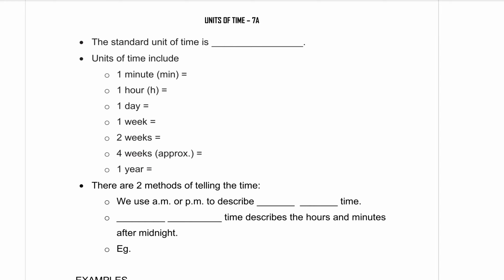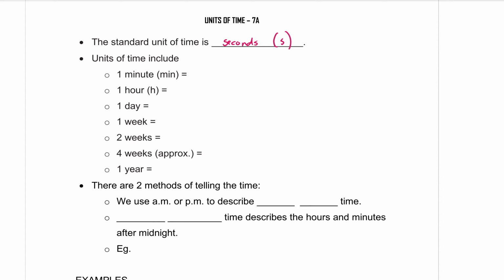Today we start our new unit, which is on time. So first of all, we need to look at some of the units of time. The standard unit of time is seconds, which we can shorten to the letter S. So S for seconds.